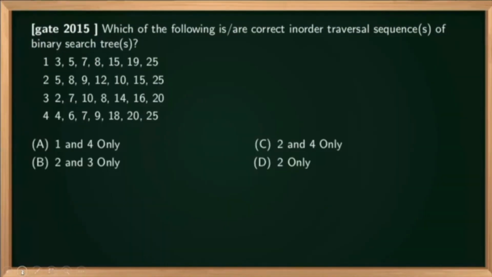Okay, let's solve this. 5 seconds time. So 3, 5, 7, 8, 15, 90, 25. This is valid, right? 5, 8, 9, 12, 10. It's not valid. 2, 7, 10, 8, 10, 8. This is not valid. 4, 6, 7, 9, 18, 20, 25. This is valid. So 1 and 4 are true.